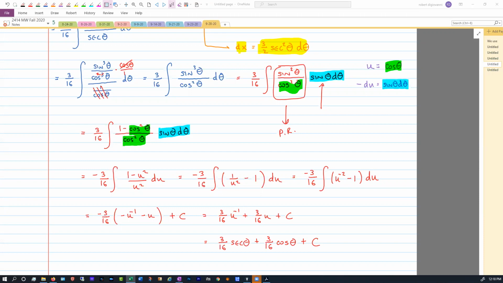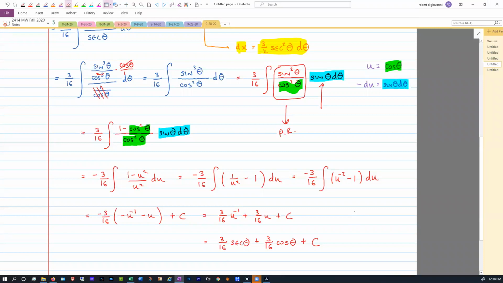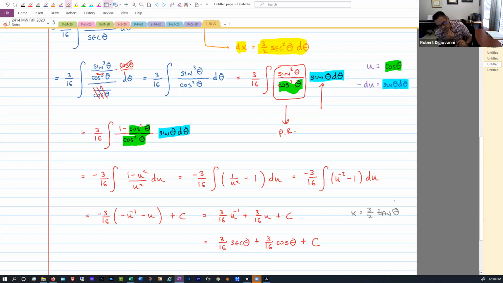So what now? Then you have to do the reference triangle. Make a reference triangle. So what's the thing I need to write down here on the side to get my reference triangle? x equals 3/2 tan theta. Yeah. Okay, so once you have that, Jorge, what do you do?